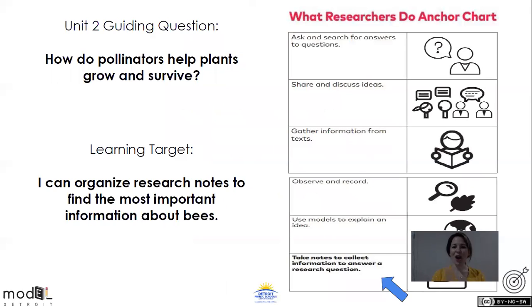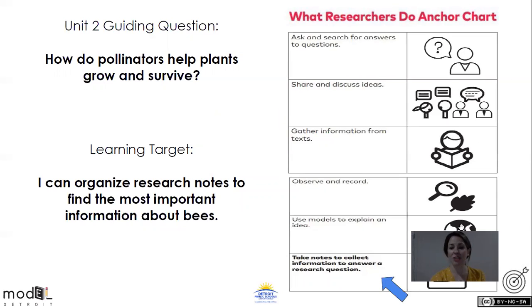All right, so remember, friends, our guiding question is, how do pollinators help plants grow and survive? So today we are going to look at some research notes, and we are going to decide which research notes are important that we should keep, or which are not so important and we should toss. So we're going to play keep or toss. On Google Classroom, after this lesson, you are going to log in and you are going to be the judge of the information that we should keep, which is important, or the information that we should toss, which isn't important, okay?